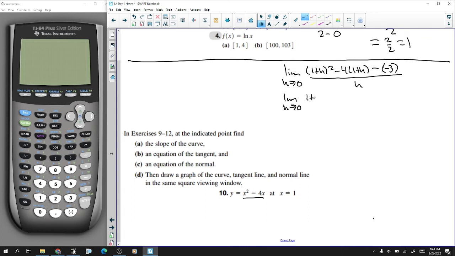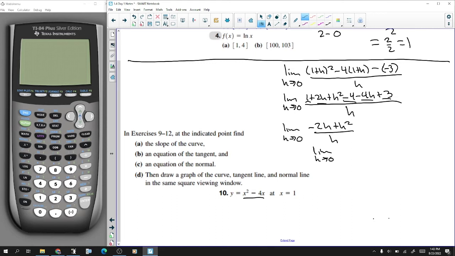Limit as h approaches 0 of 1 plus 2h plus h squared minus 4 minus 4h plus 3, all over h. Limit as h approaches 0, well, that'll be 1, negative 3 plus 3 is gone, and 2h minus 4h is negative 2h plus h squared over h. And now we're going to factor out an h and cancel. So you get negative 2 plus h. So negative 2 is the slope of the curve at x equals 1.